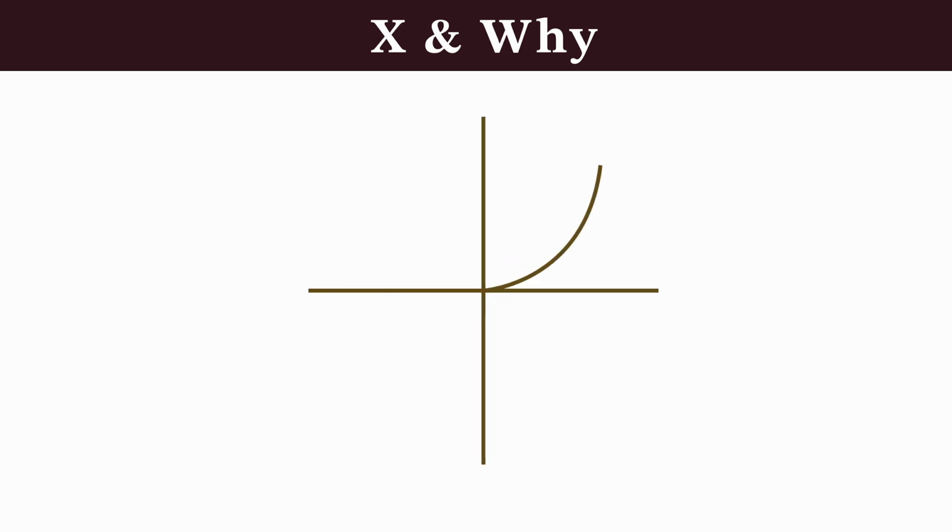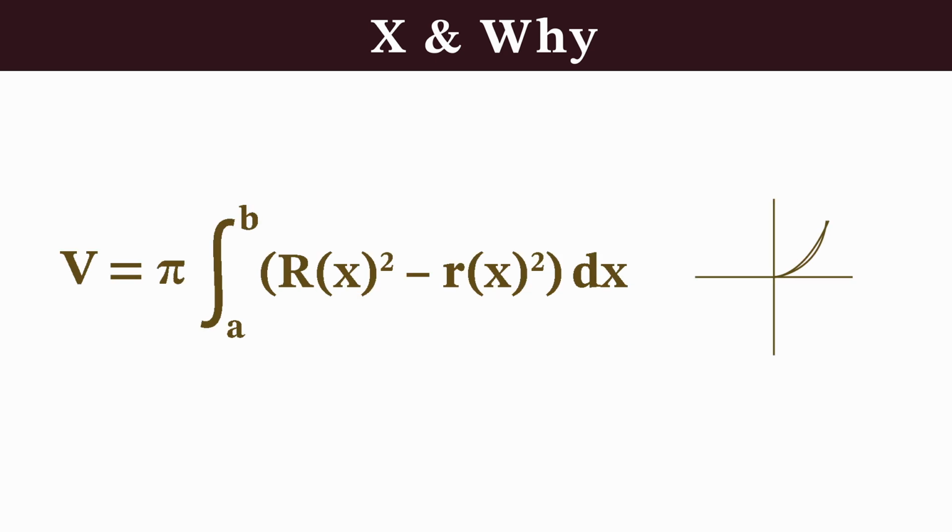Use the washer method when the solid has a hole in the middle, or when you're revolving around a region bounded by two curves. The basic formula for the washer method is volume equals pi times the integral from a to b of the outer radius squared minus the inner radius squared with respect to x.